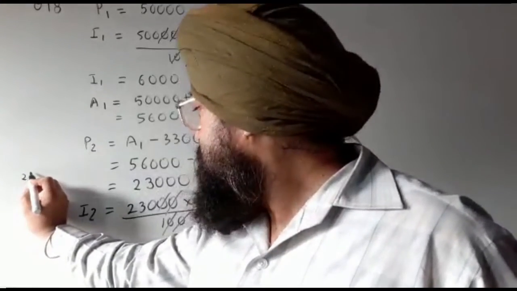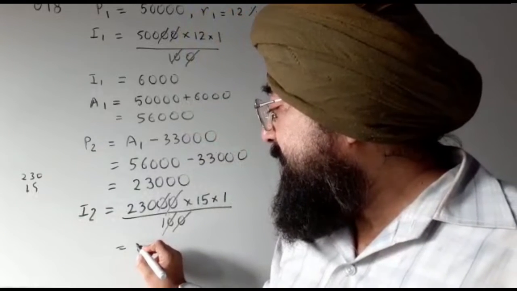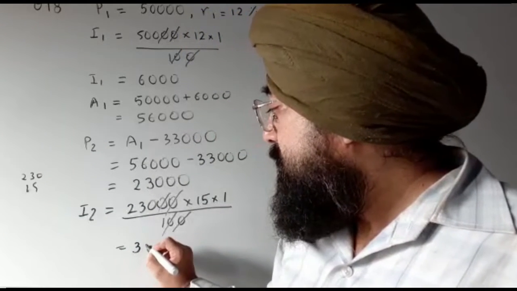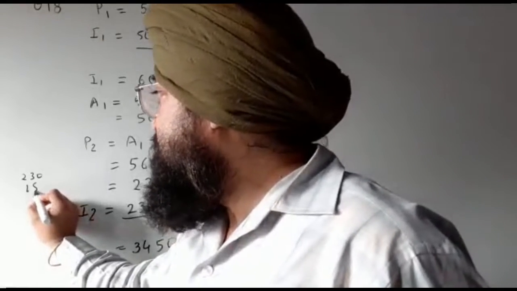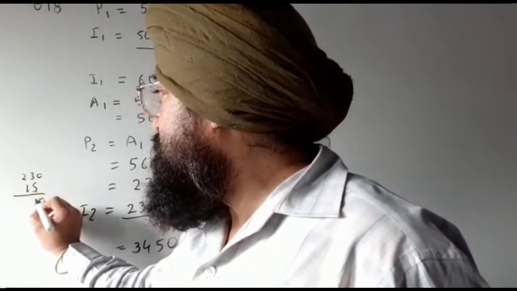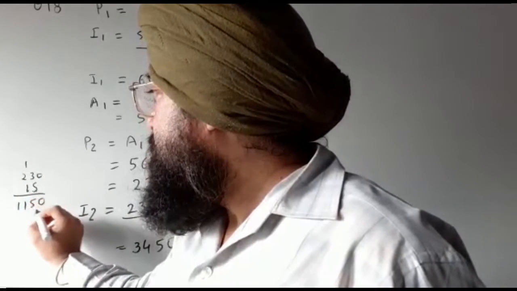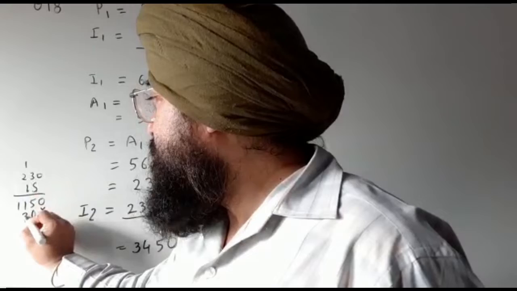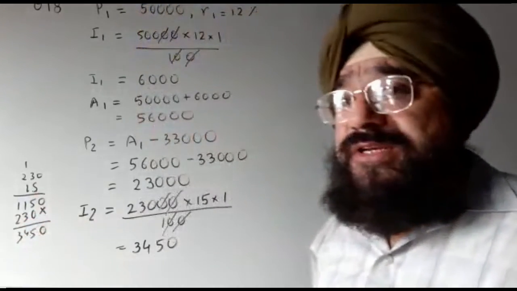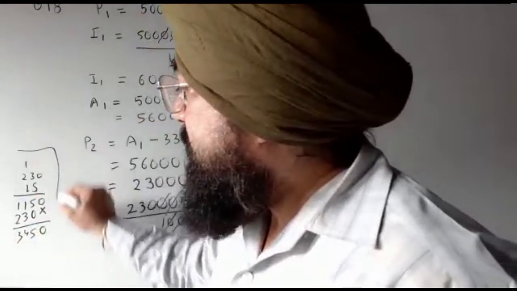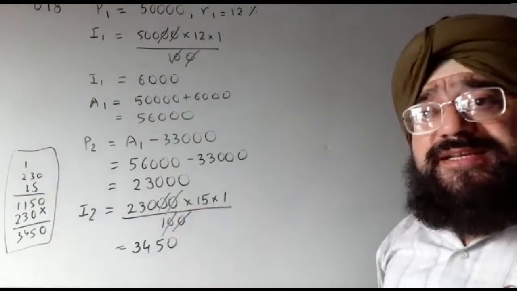3,450. How much, beta? Say it again. 3,450. Yes, sir. Okay, we'll just confirm this. 5 0s are 0, 5 3s are 15, carry 1, 5 2s are 10, 11, and then across here 0, 3 2s, so that makes it 3450. Yes, you are absolutely correct. This is my rough work for the same. 3450 is the interest for the second year.